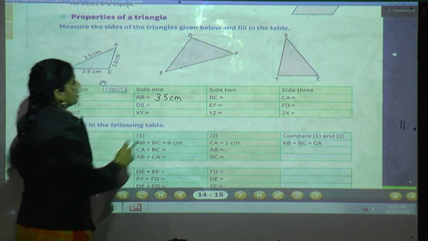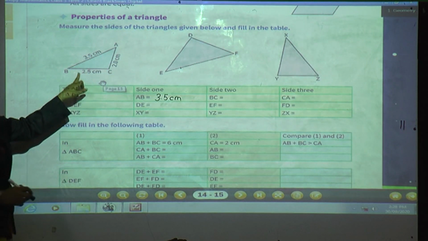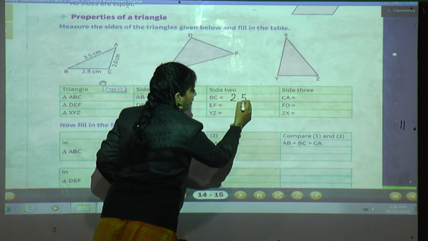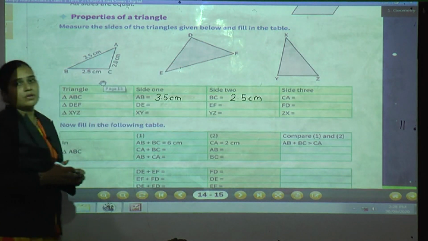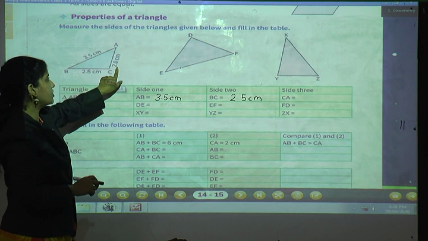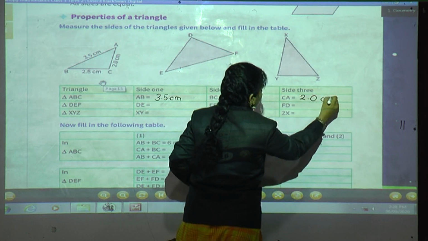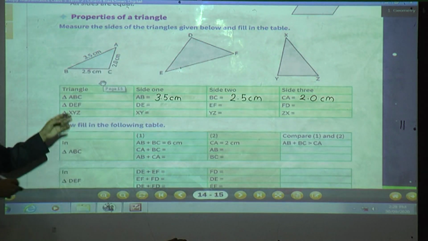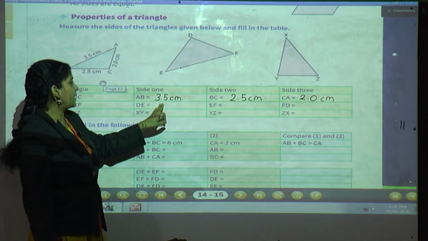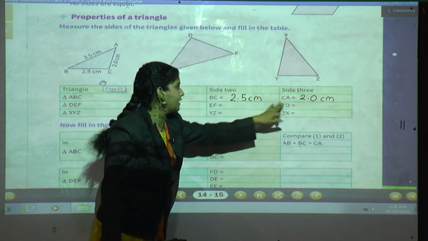Now, second side, what is that? BC. So, what is the measurement of BC? 2.5 centimeter. Now, side 3, CA. The measurement of side CA is 2 centimeter. Like this, you have to measure triangle DEF with the help of a scale and write the measurement of DE, EF and FD here.